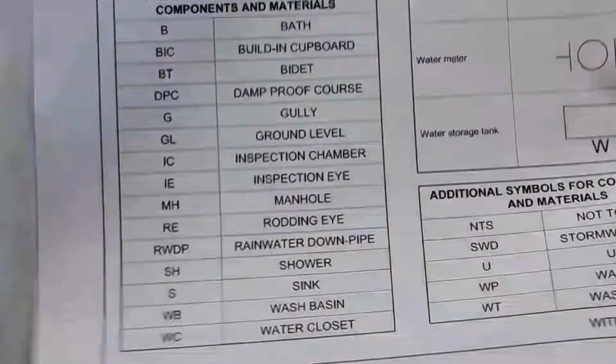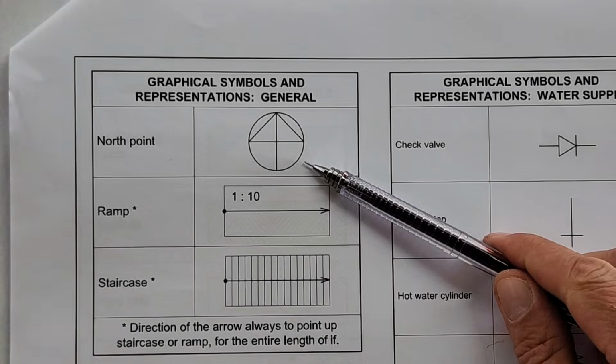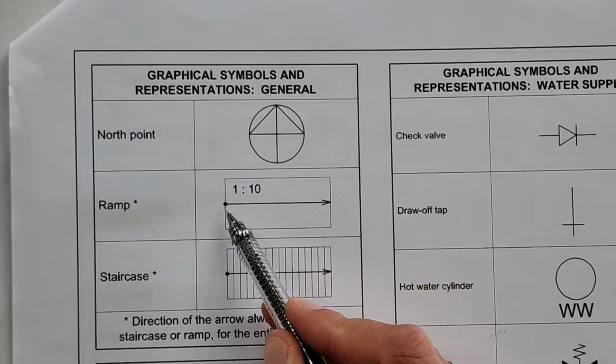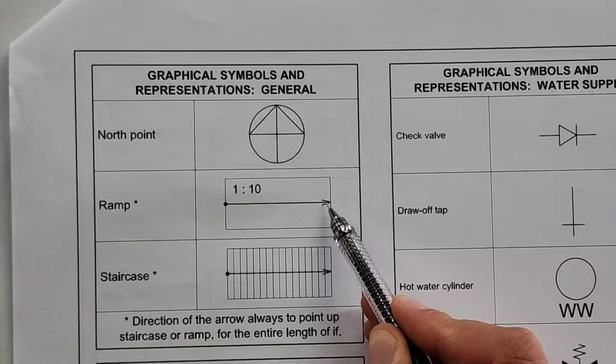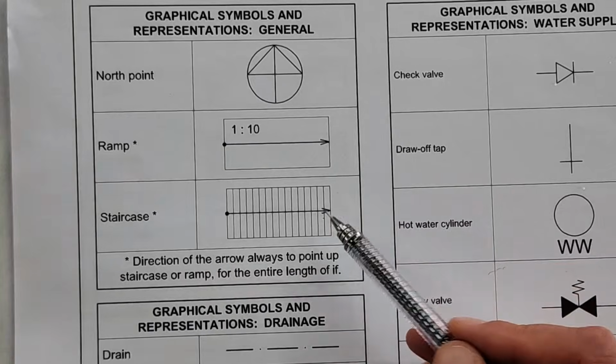All right, let's continue here on a couple of others. Again, the north point indicated. Then you've got a ramp. Let's say there's an incline of 1 to 10. You remember there's a dot with a straight line, and then the arrow. The arrow leads to the top of this ramp. The same with the stairs. Don't get confused between the two.